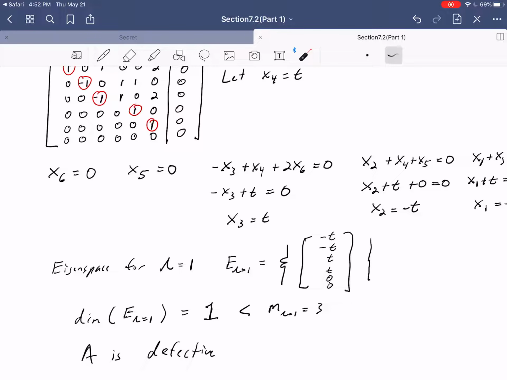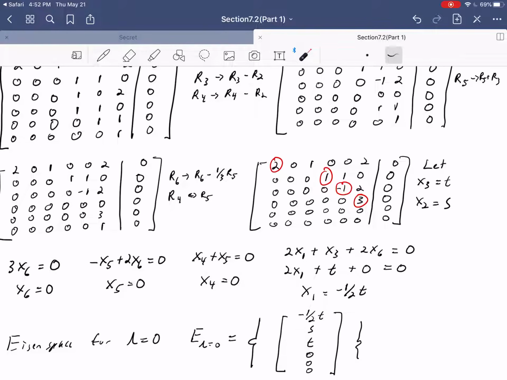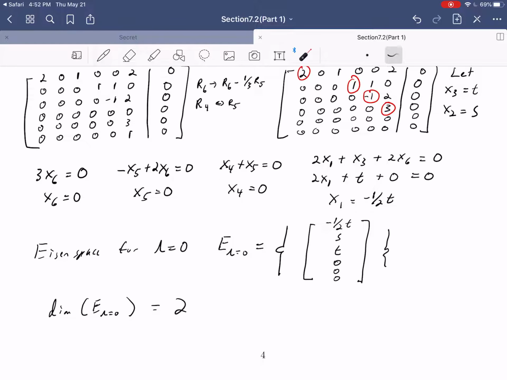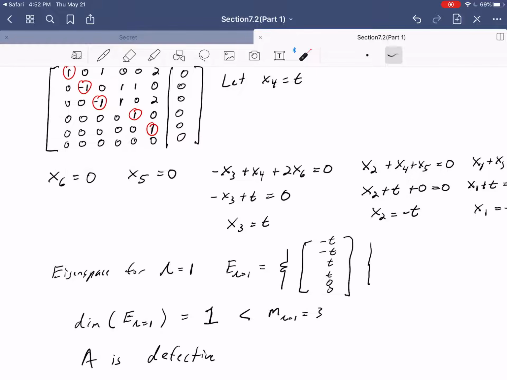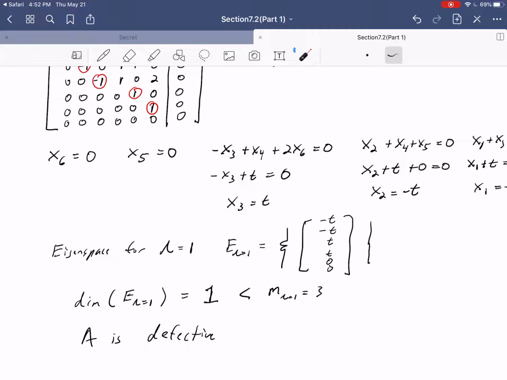The reason I wanted you to see this example, even though it's a little bit lengthy in the computation, is just to show you some of the interesting things that can happen. Notice that here we did have a multiplicity greater than 1. We had a repeated eigenvalue, but its dimension actually matched that multiplicity. But here, unfortunately, the dimension was less than that multiplicity, which led to A being defective.